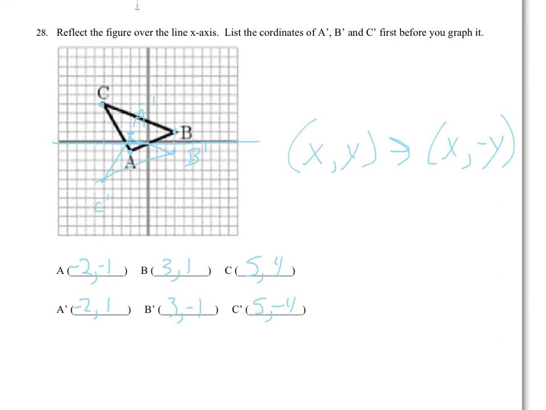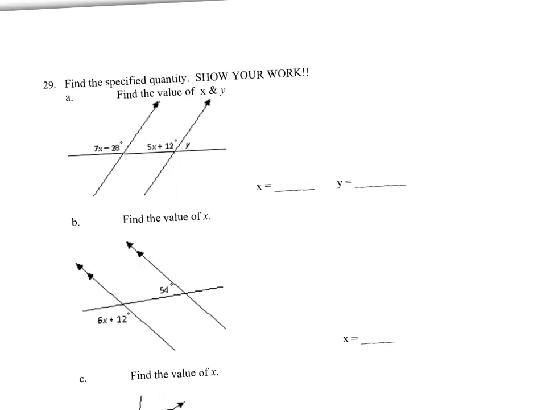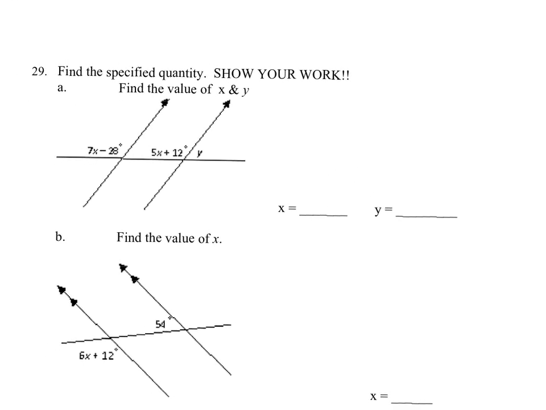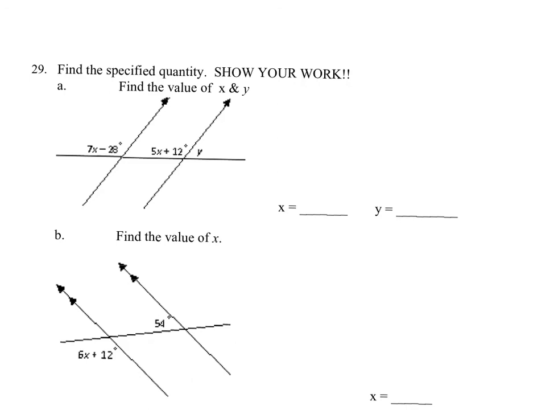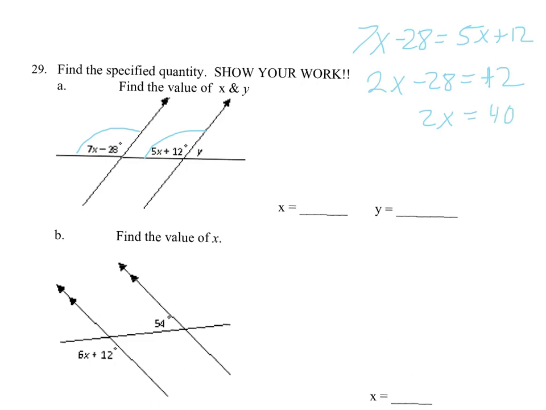Alright, and the last question. This one right here. We're going to find the values of x and y. So here we have parallel lines. We have corresponding angles here. So we can set 7x minus 28 equal to 5x plus 12. Subtract 5x from both sides. Add 28 to both sides. Divide both sides by 2. And x equals 20.